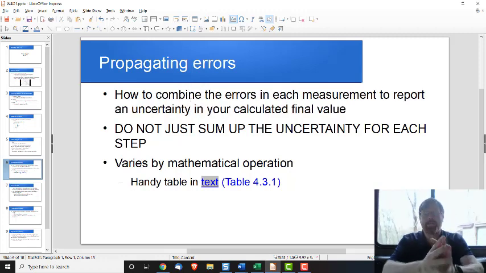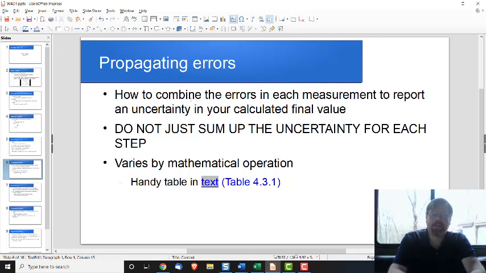Yeah, that's a much better phrasing. One thing we do not get away with doing, we cannot just sum up the uncertainty for each step. What we need to do varies by the mathematical operation that we're using to come up with something. So if we think about a concentration type calculation, we've got moles of solute divided by volume of solution.